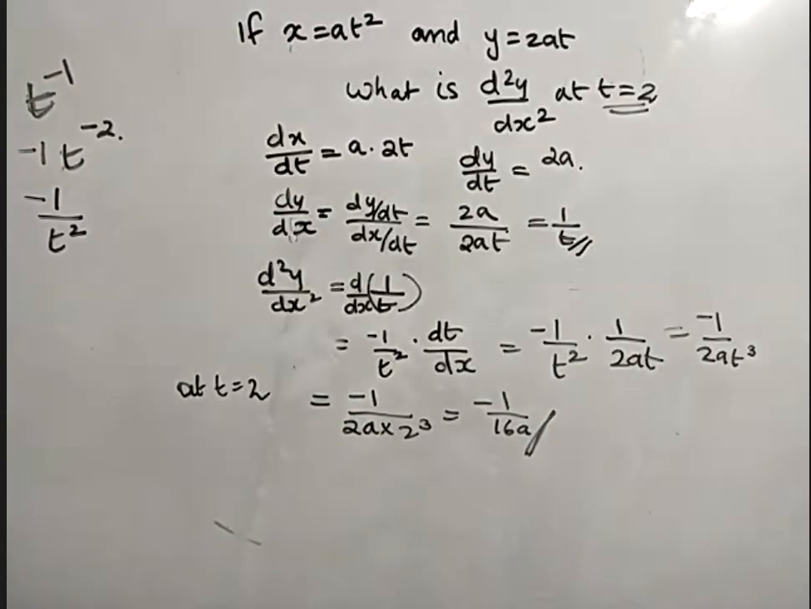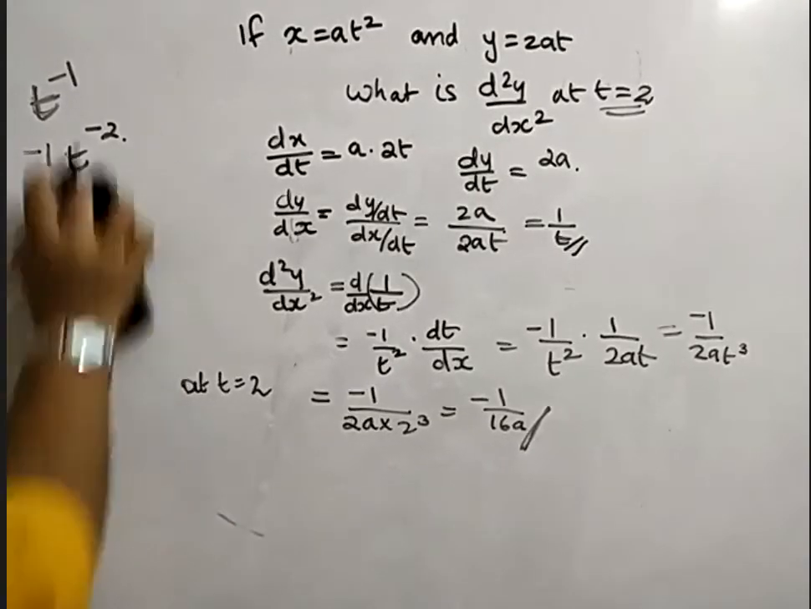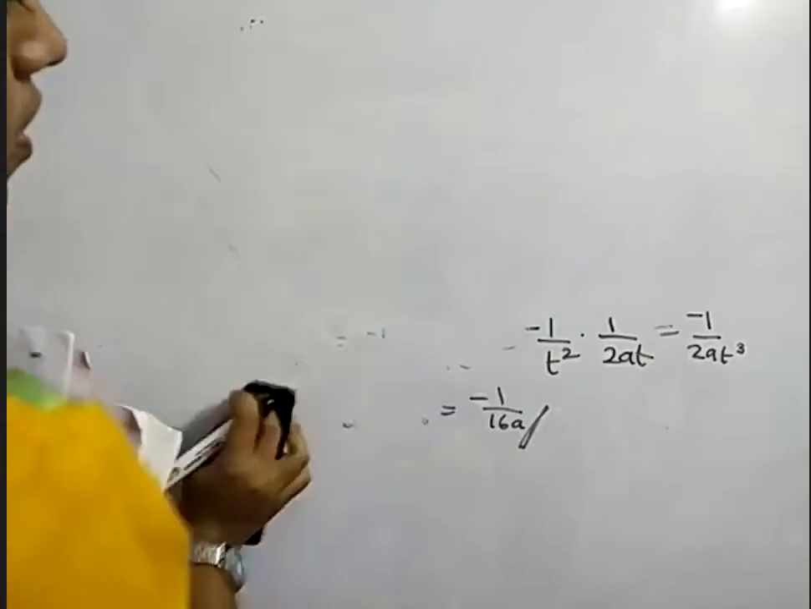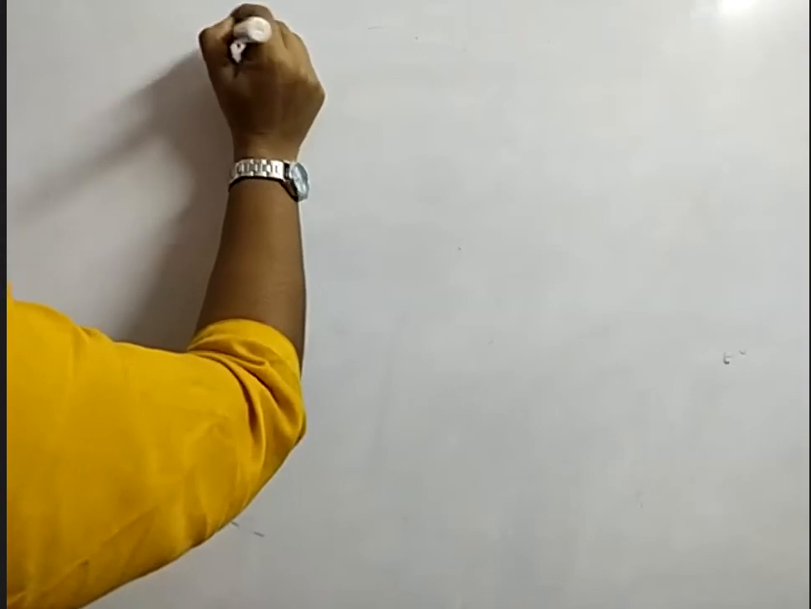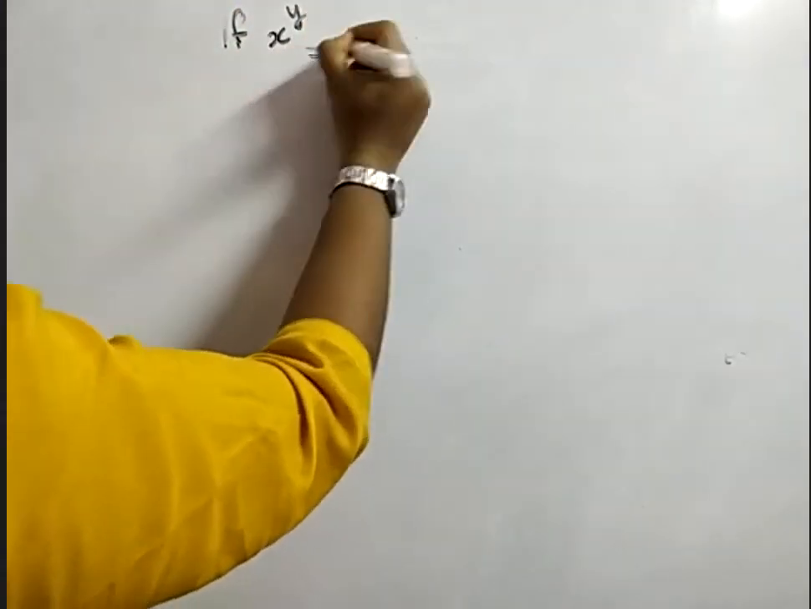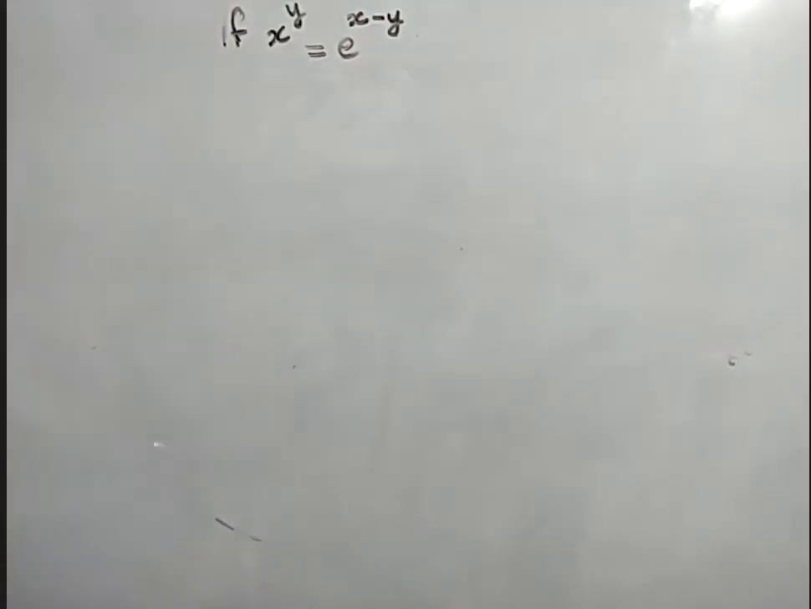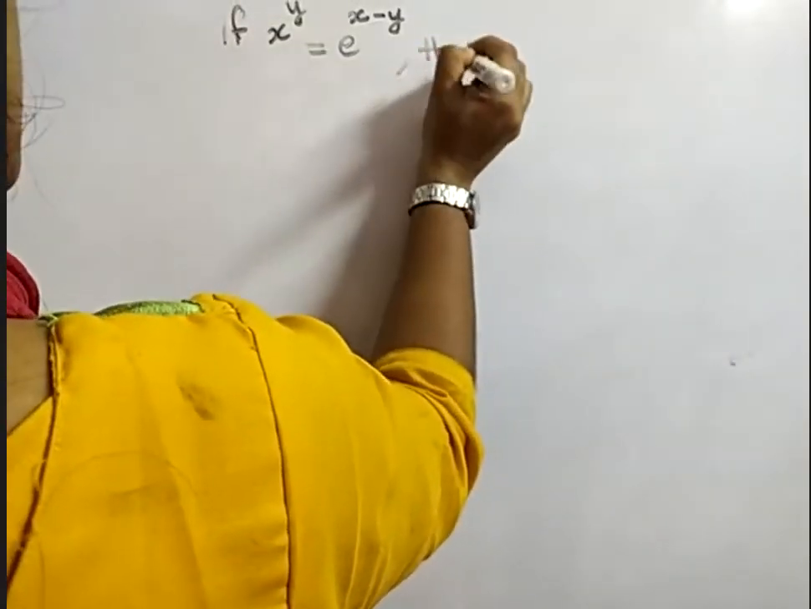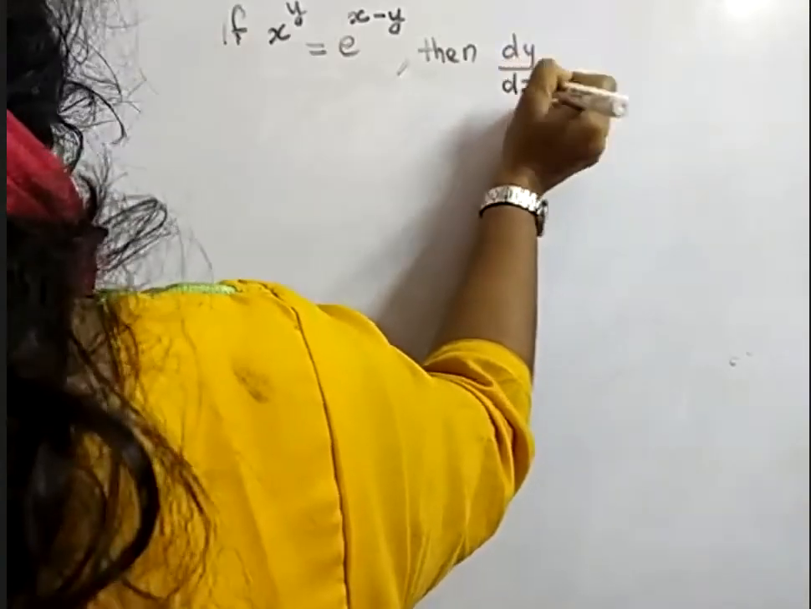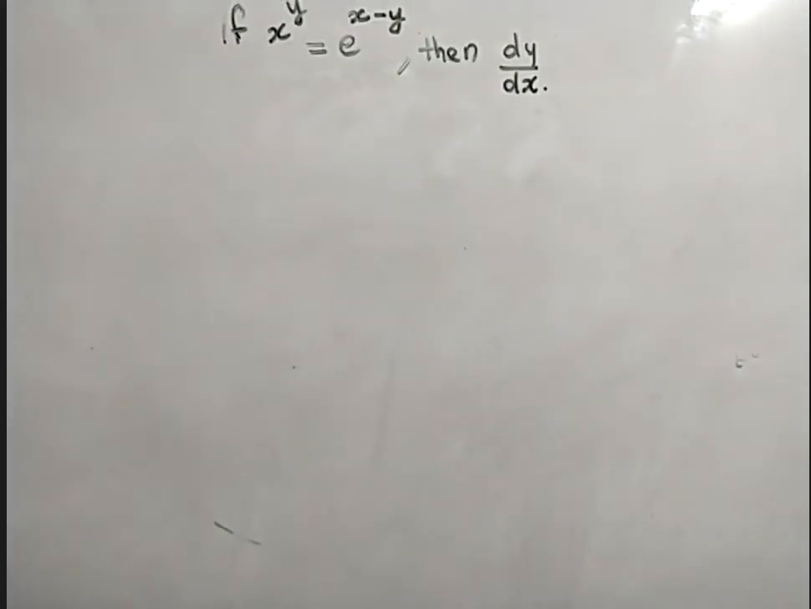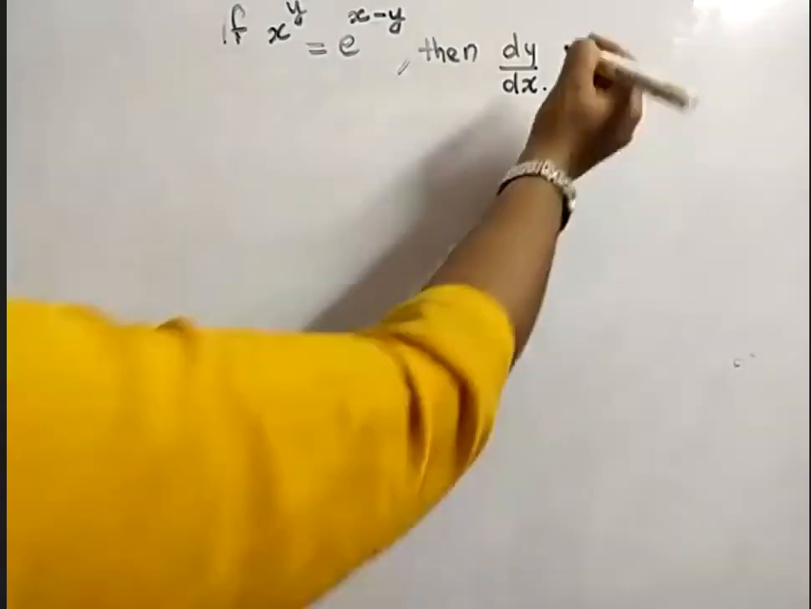Next question, write the next question. If x raised to y is equal to e raised to x minus y, then what is dy by dx? Just do it and tell me the answer.